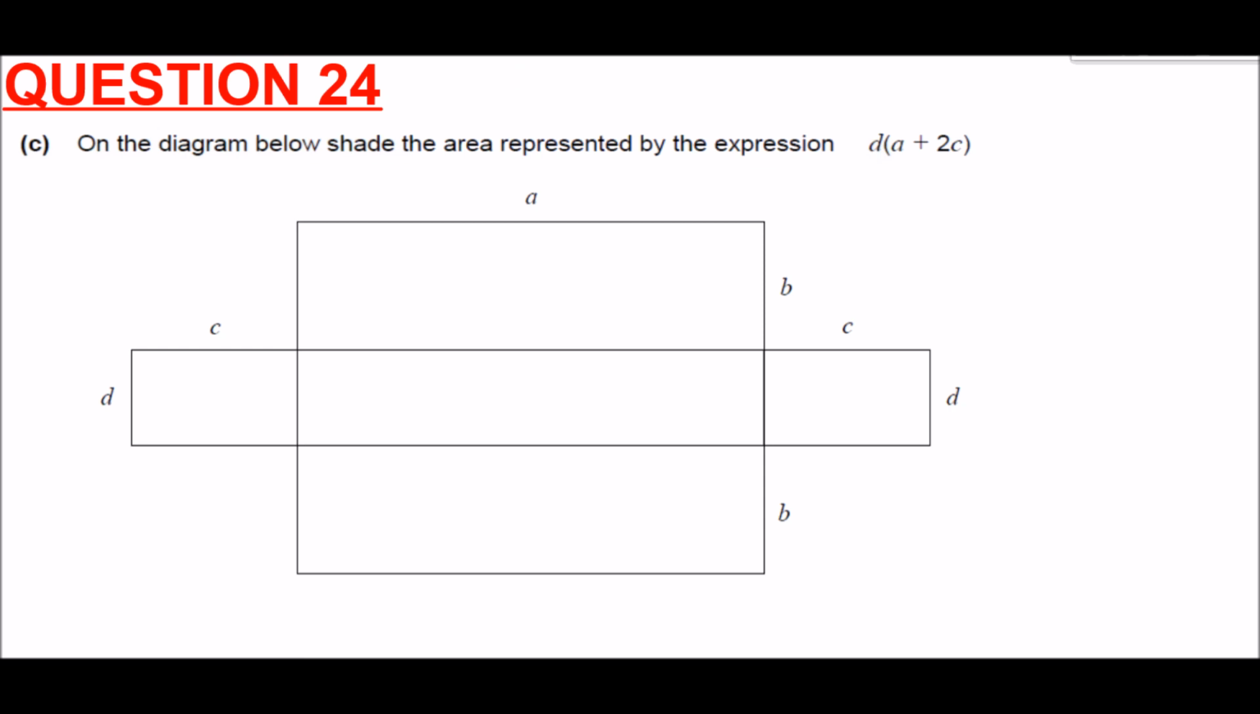Typically it is easier if we expand brackets. So expand this one out here. You get D multiplied by A, which is DA, or AD, plus 2CD. And so we need to find a rectangle which is D wide and A long. DA is the same as AD before, so it'll be the middle one.